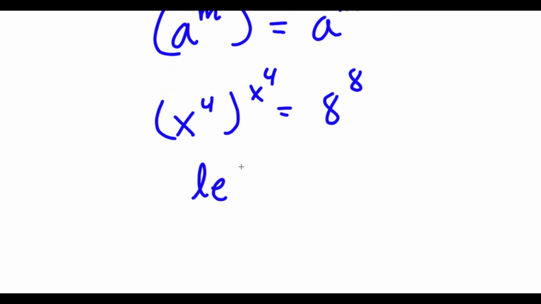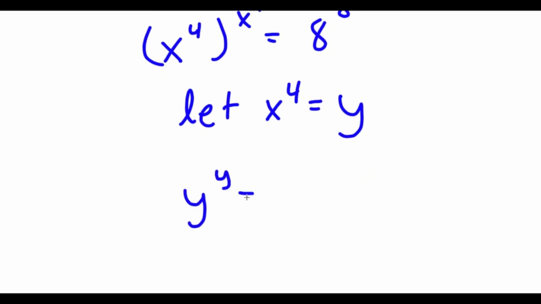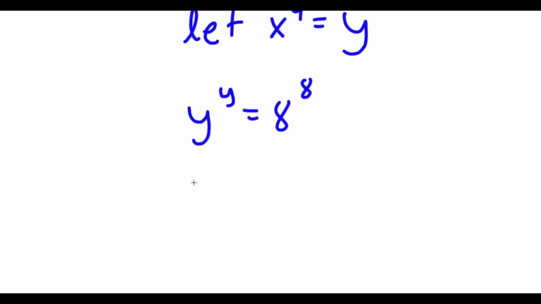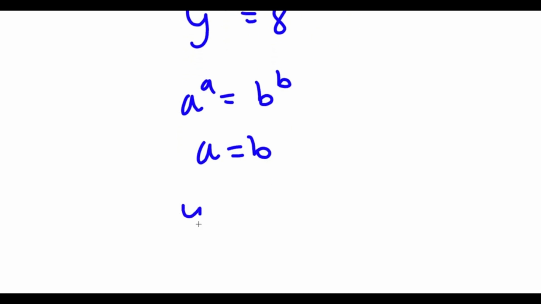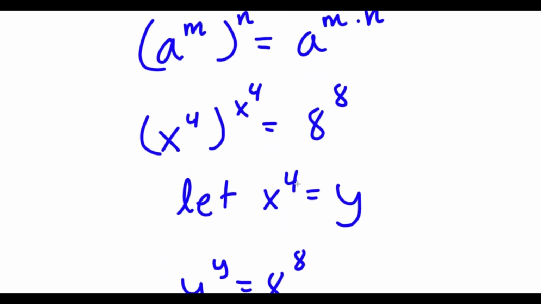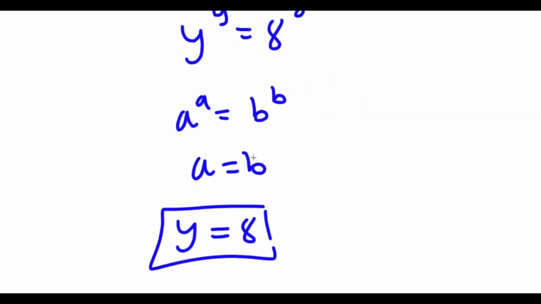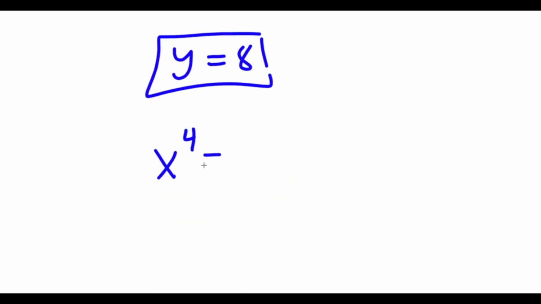Now I'm going to let x to the power of 4 equal the variable y. So now I have y to the power of y is equal to 8 to the power of 8. And if I have something in the form a to the power of a is equal to b to the power of b, this means that a is equal to b, meaning y is equal to 8. Now remember how we let x to the power of 4 equal y. So if x to the power of 4 equals y and y equals 8, then this means that x to the power of 4 is equal to 8.